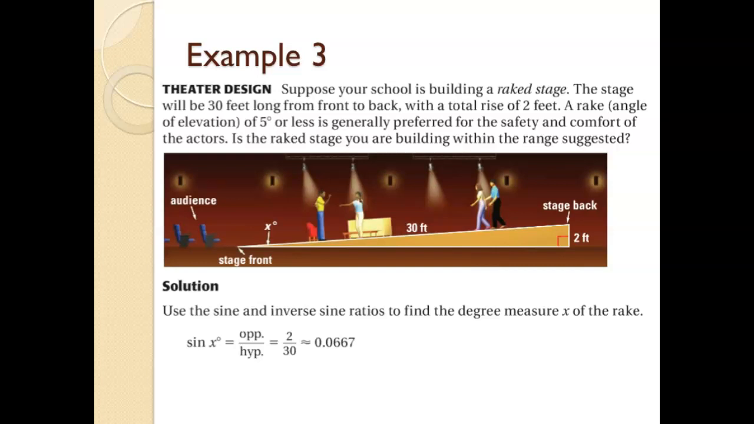And now to find x, we're going to have to use the inverse ratio, so inverse sine of 0.0667 or inverse sine of 2 over 30. And that comes out to be about 3.824. So to answer the question, is the raked stage you are building within the range suggested? Yes, because we found that x is equal to 3.8 degrees or so, which is less than the 5 degrees that it can be at maximum.